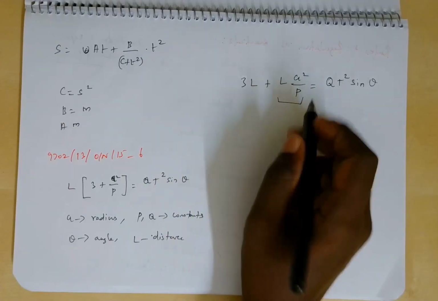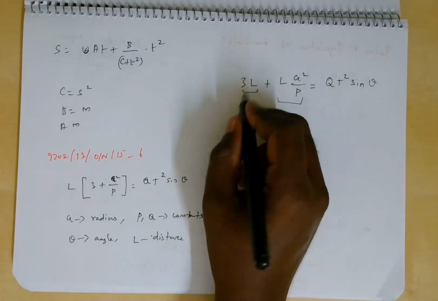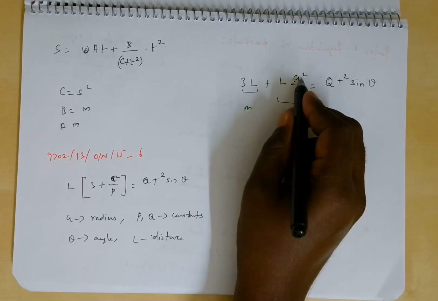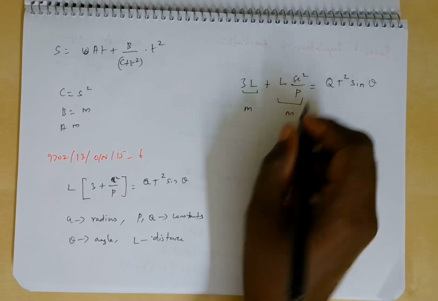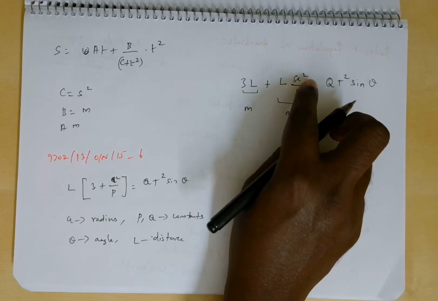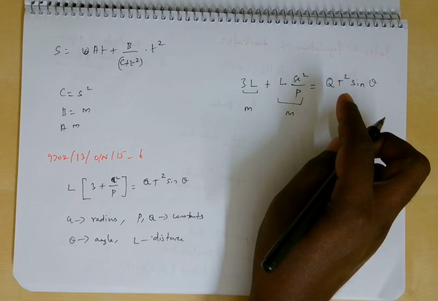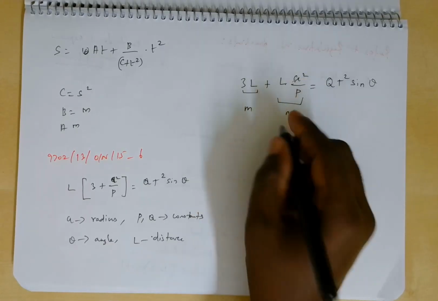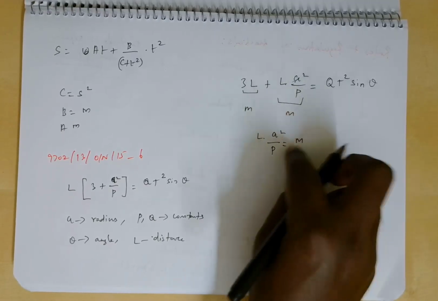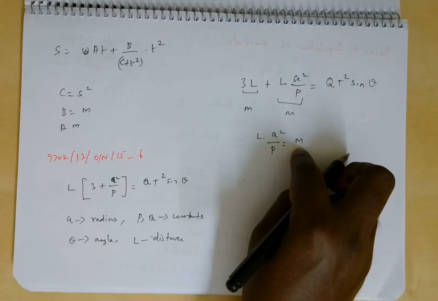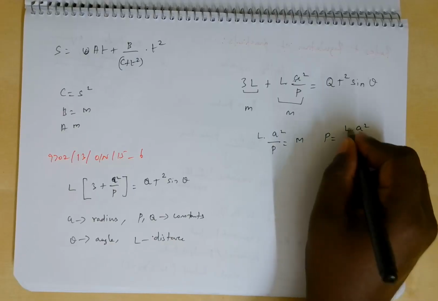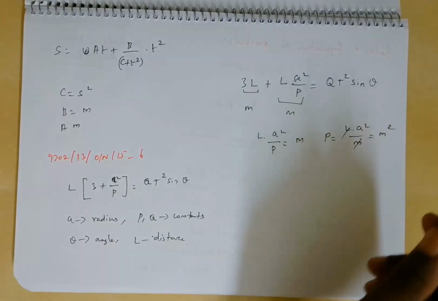So this entire setup has the unit of this, right, sir? 3L has the unit of meter. So this entire setup should have meter. So L is length, a square is area, so meter square. So what you have is meter square in the numerator. Sorry, meter cube. So L into a square divided by capital P, this setup you should have meter. So P will be L into a square divided by meter. So meter and meter cancel, then you will get just a square, which is meter square.